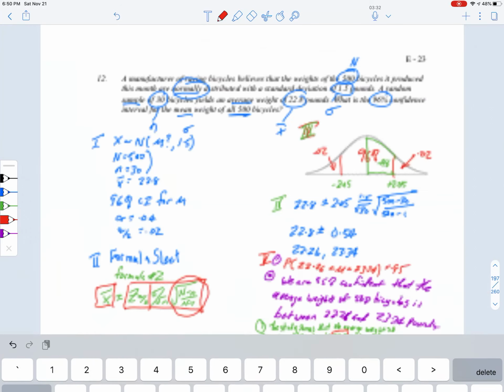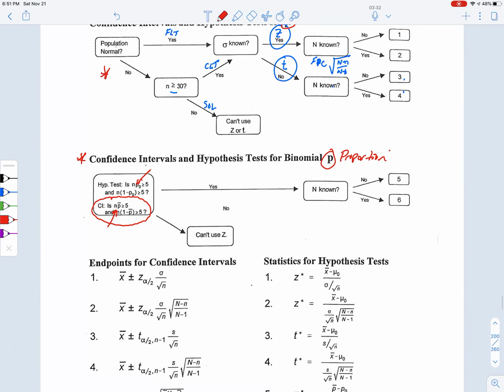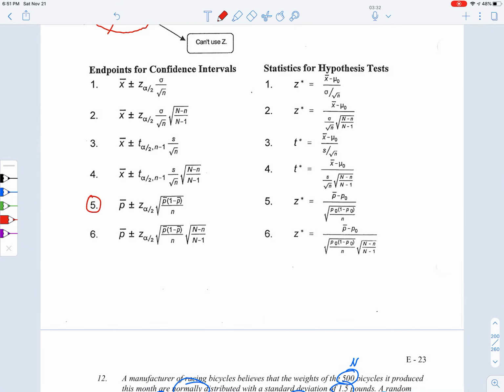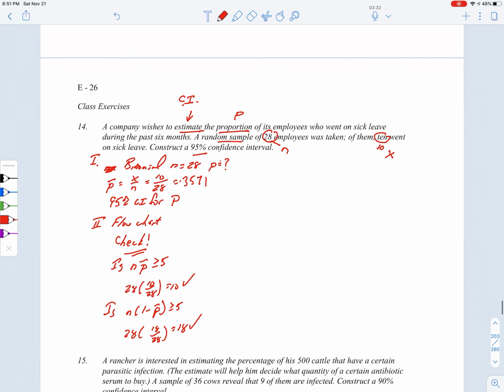So we're good here. So the only other thing we have to ask is big N known? And in this particular case, it doesn't say anything here about big N. So that means then that we're down here to number 5, which is this p bar plus or minus the z value times square root of yada, yada, yada. And the difference between 5 and 6 is just the FPC factor. All right, so let's continue on there. So that's formula number 5.